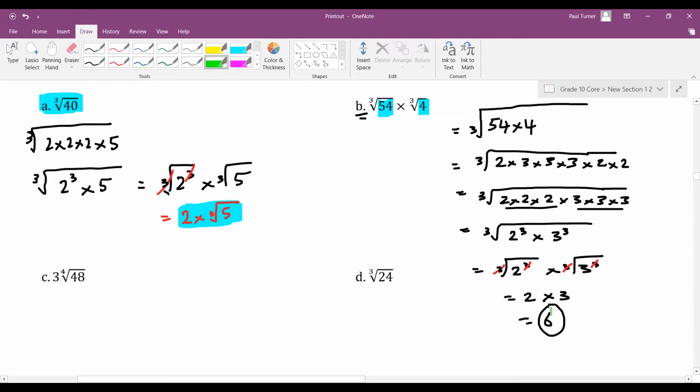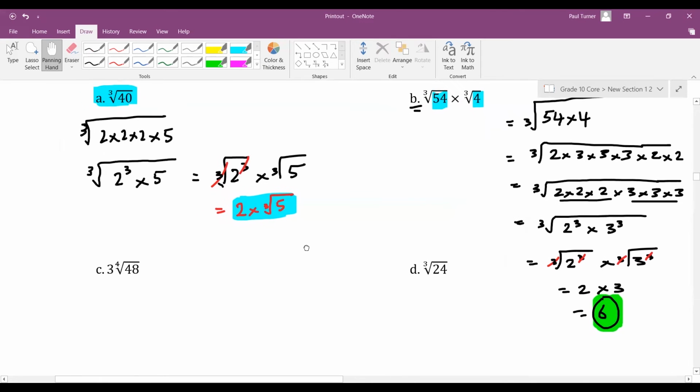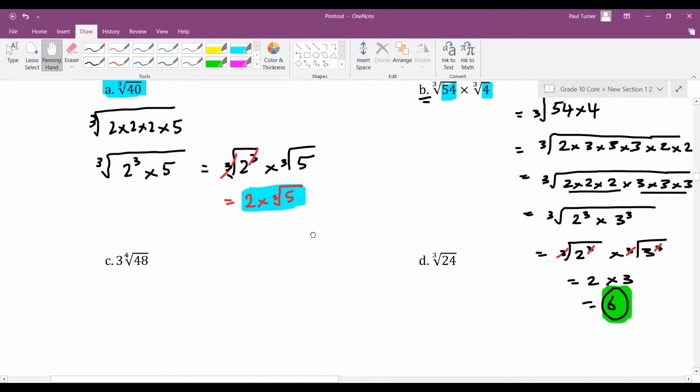Is that okay? Any problems? So all of that work to get a whole number. Okay, you wouldn't think it was a whole number, but when you calculate, you will see that. You can check that in your calculator, that one. Okay, so that's B. I'll leave it there for a minute.